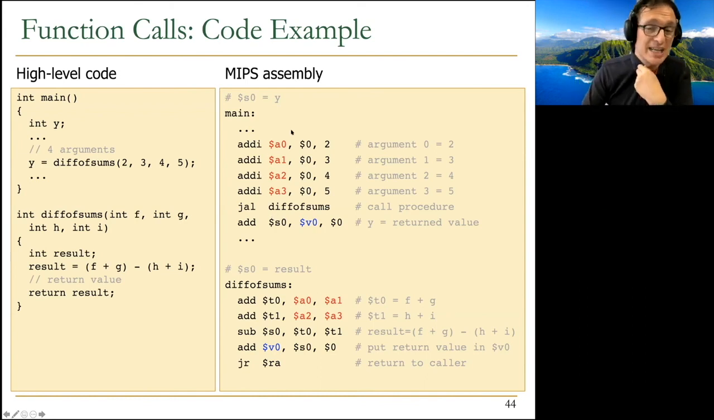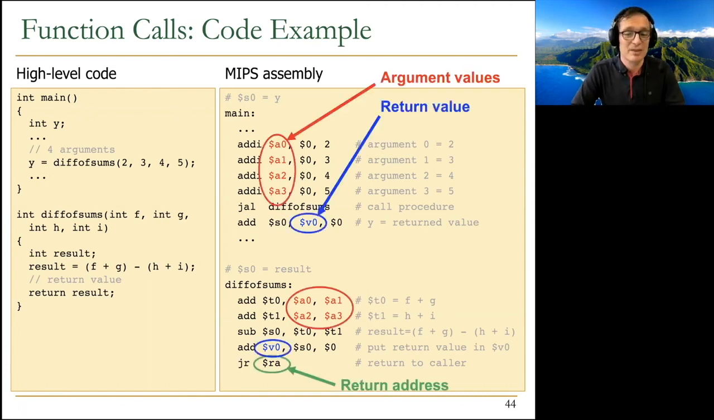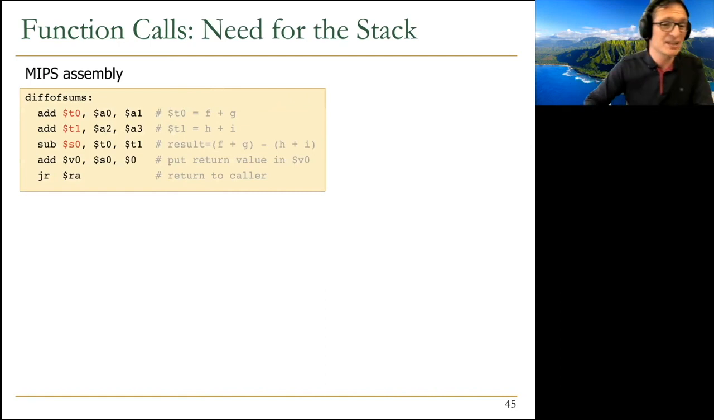Okay, so basically we've used the convention. Arguments are stored in A0 through A3, and the return value is stored in V0. Okay, I already said this basically. And the return address is stored in RA again. Okay, so there is a need for a stack for function calls for the reason that we just discussed, based on the question that I received.